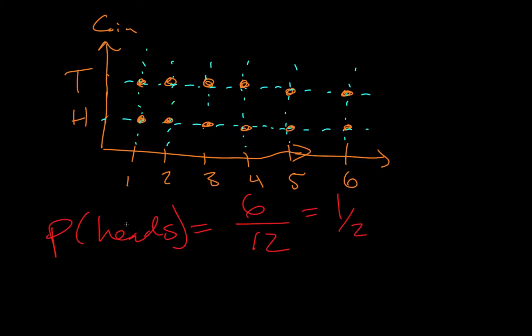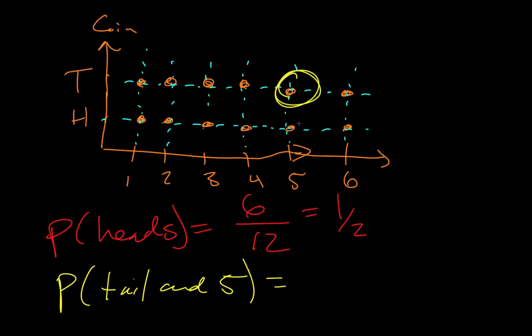Okay, part B says tail and a 5. The probability of tails and 5. So tails and 5, there's only one way right here. And so that's a 1 out of the total of 12. And so that's our probability.